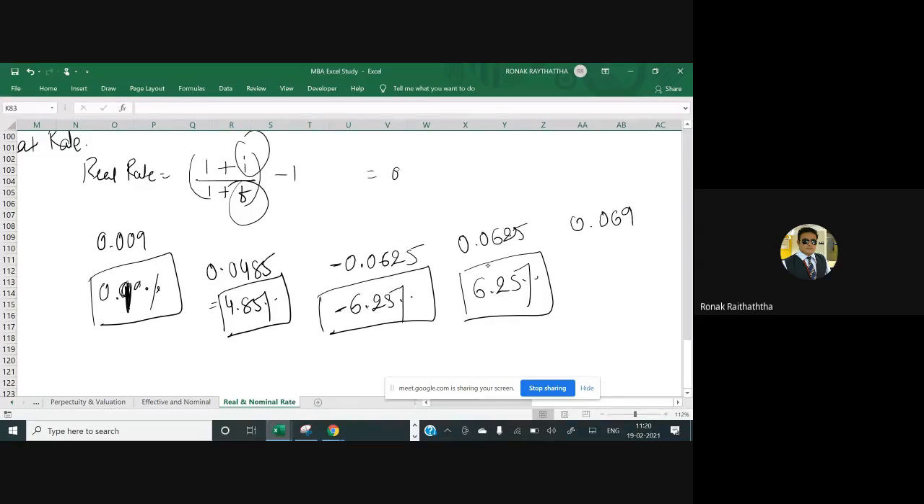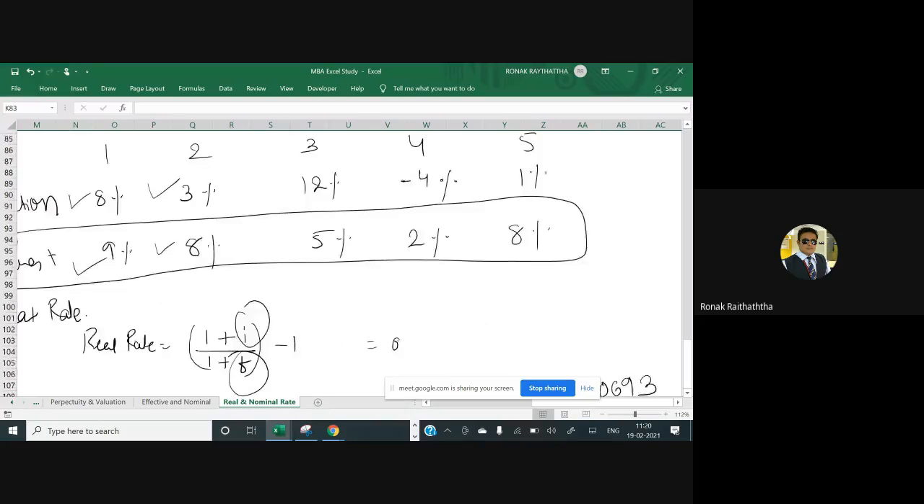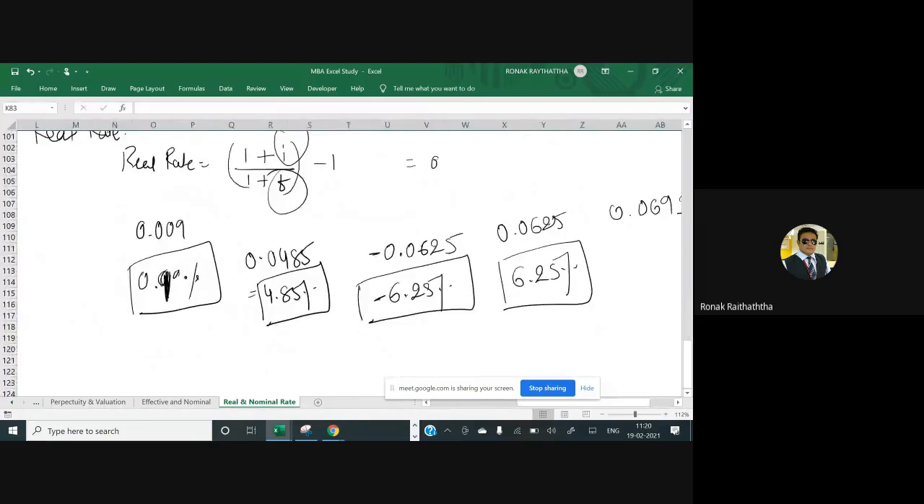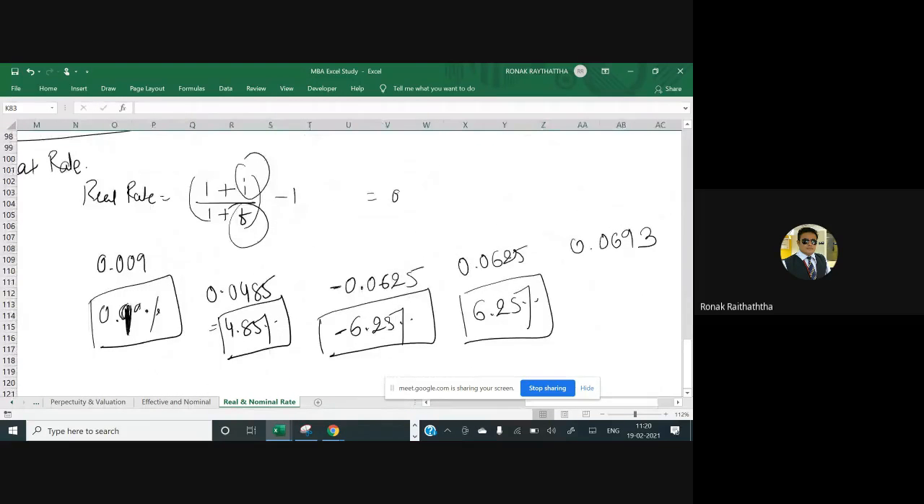Everyone please check it out. You are getting the same answer. Let me solve for the fourth one. There is a minus, so please do not forget that. So (1 plus i) divided by (1 plus f) minus 1.